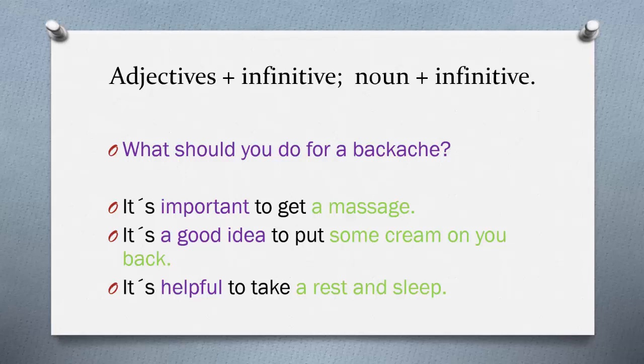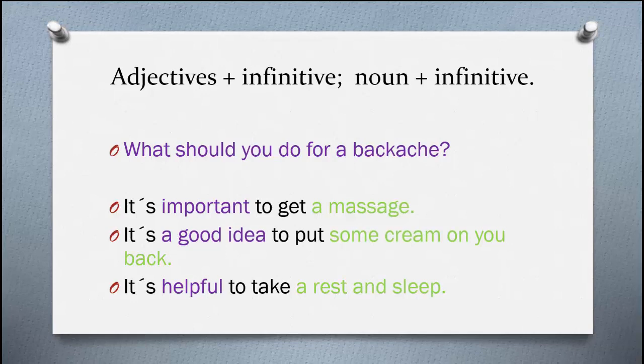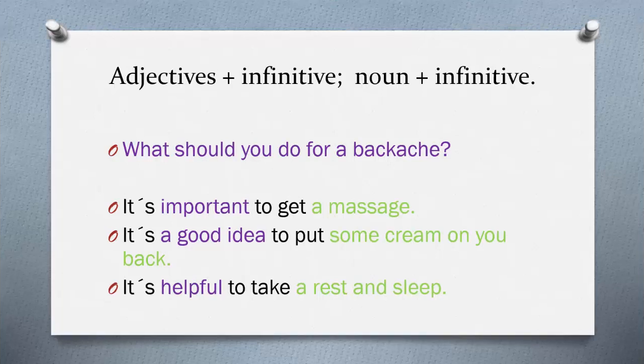For example, what should you do for a backache? In this case, we are going to start with the WH question what. Then the modal verb should. Remember that we use should for asking about suggestions or recommendations. After our modal verb, we are going to use the pronoun. After the pronoun, the auxiliary verb do. And after that, the rest of the question.